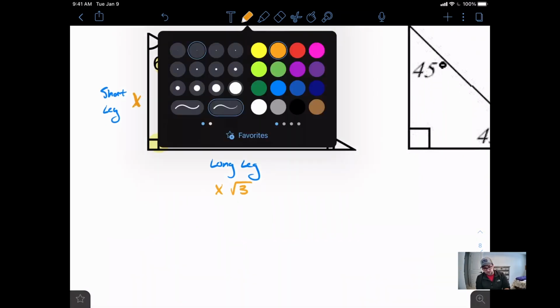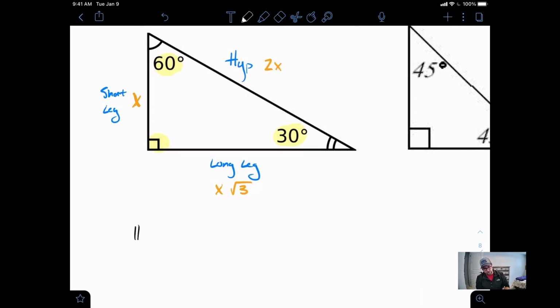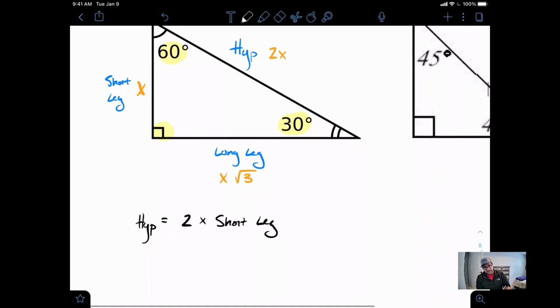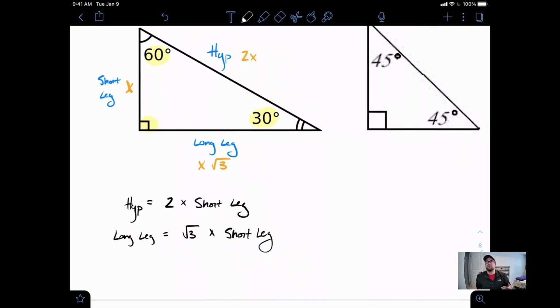Now, I like to normally convert these into simpler formulas. So the hypotenuse is always equal to 2 times the length of the short leg. And the long leg is always equal to the square root of 3 times the length of the short leg. We'll be using those formulas quite a bit. Sometimes you might know the hypotenuse and you need to work backwards to solve, but those are going to be the basis of our understanding today.